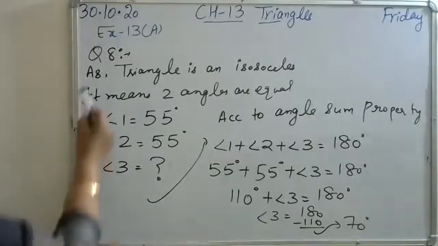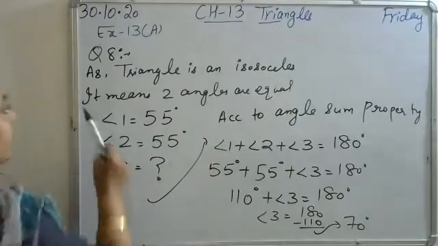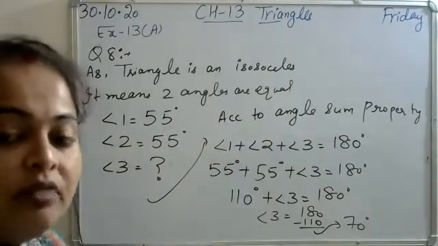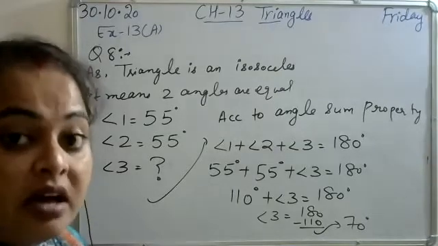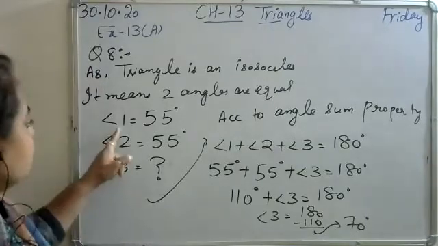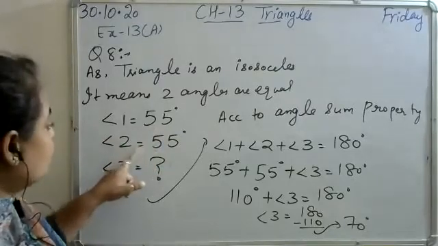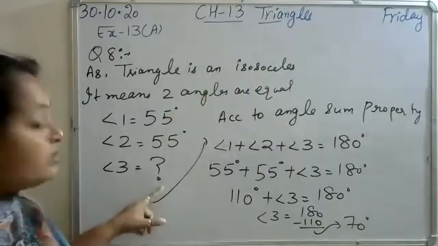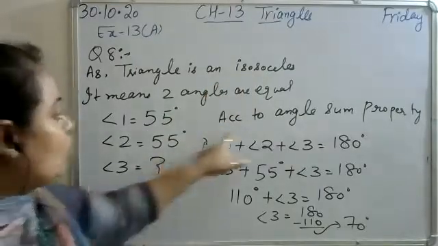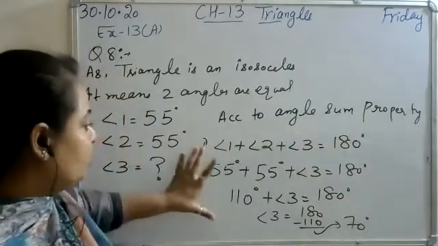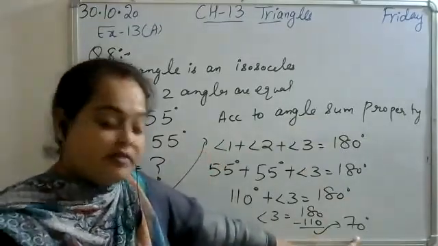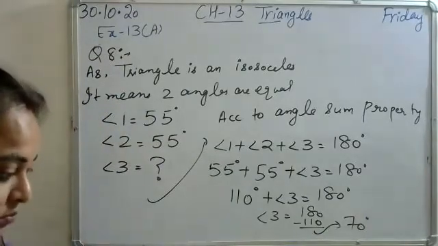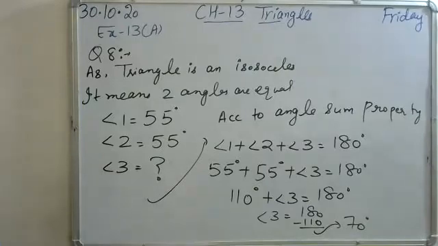Write down. As the triangle is isosceles, it means two angles are equal. Two sides being equal indicates that two angles are equal. So angle 1 is 55, angle 2 is also 55 as the triangle is isosceles, and angle 3 is question mark. After that, according to the angle sum property, put the values and you will get your result, 70 degrees. So write down. After writing, message.